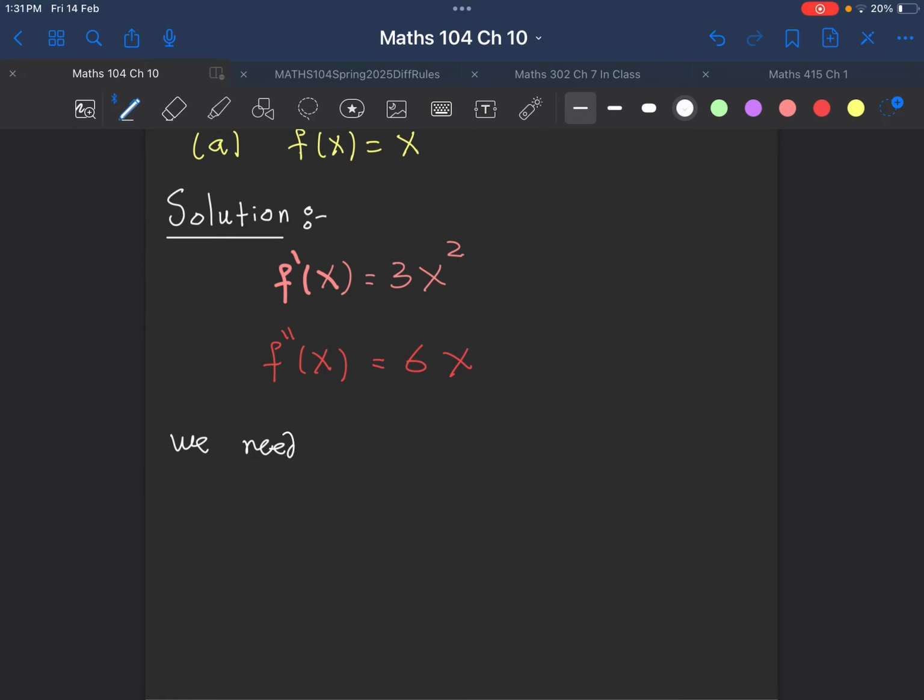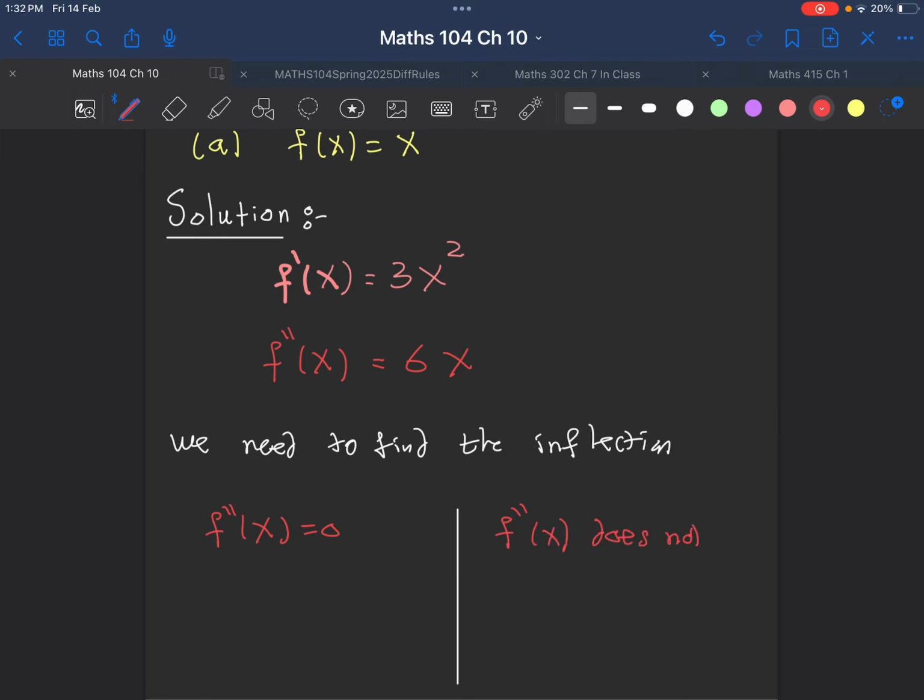Next step, we need to find the inflection point. So let me write it down. Remember, in order to find the inflection point, we need to find where the second derivative is equal to 0, or where it has a problem which makes it not exist. Remember, most of the time the problem will be if we have a denominator. So this is not happening here.